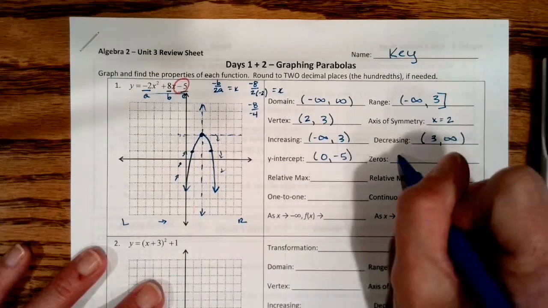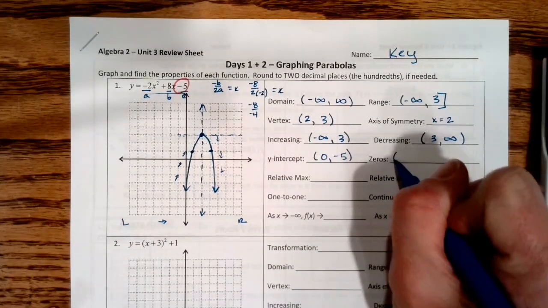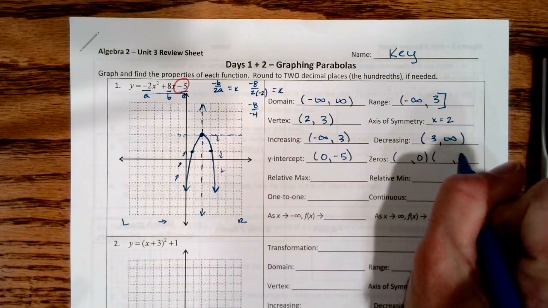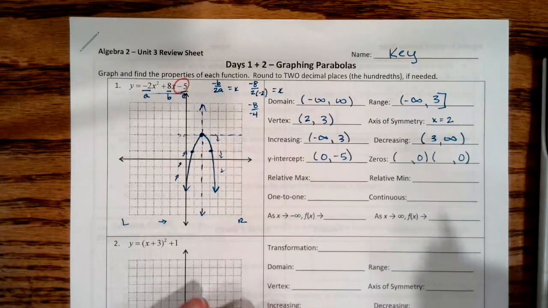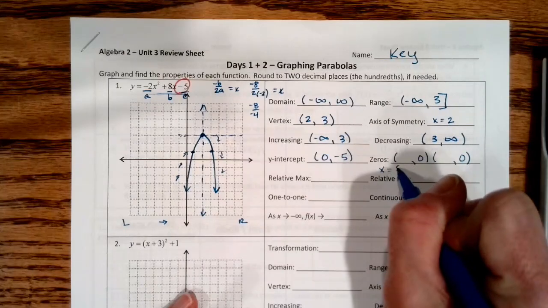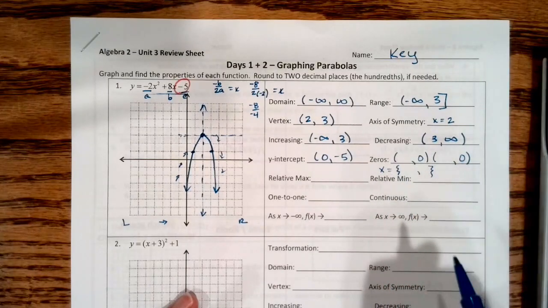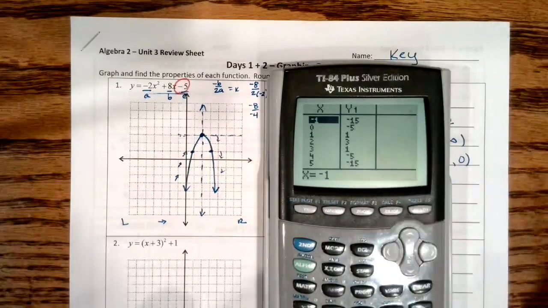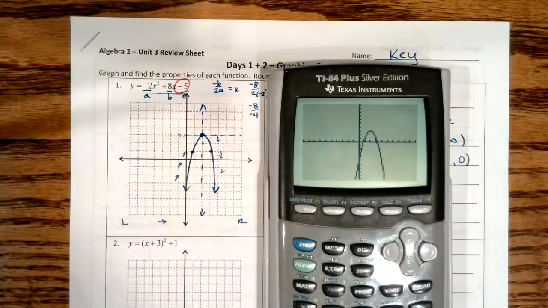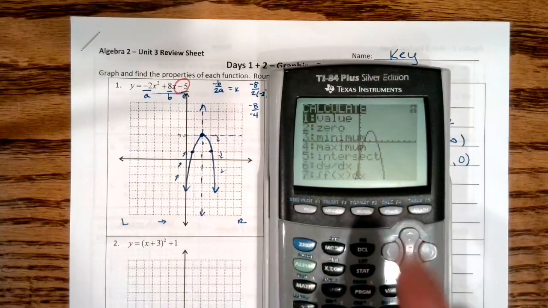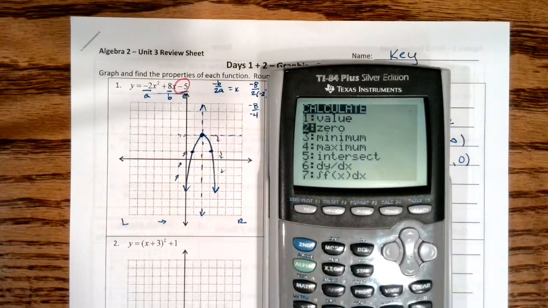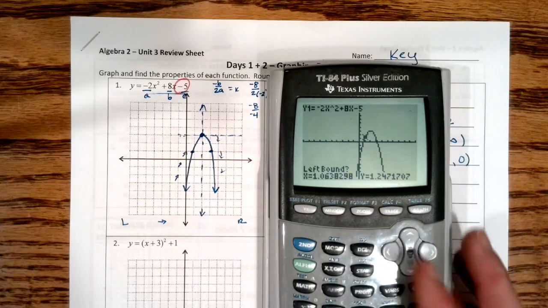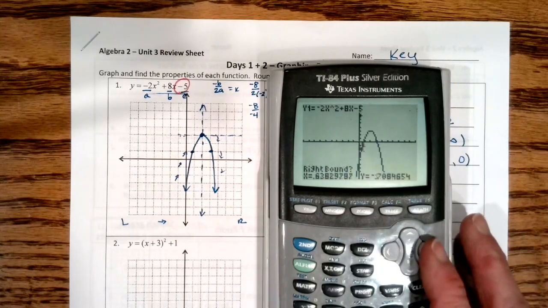Now for my zeros, I have two ways of writing them. I could write them as ordered pairs, letting me know what values come in that give me 0 out. Or I could say x is equal to the set of these numbers. I don't see zeros on my calculator, so the easiest way is to go to my graph, go to second calc, down to 0, put the cursor to the left, put the cursor to the right.